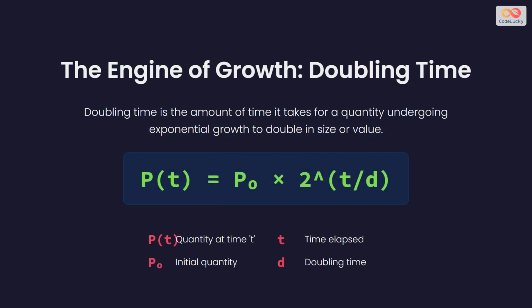Let's start with growth. The key idea here is doubling time. It's simply the amount of time it takes for a quantity to double in size. The formula for this is P(t) = P₀ × 2^(t/d), where P(t) is the final amount, P₀ is the initial amount, t is the time that has passed, and d is the doubling time.